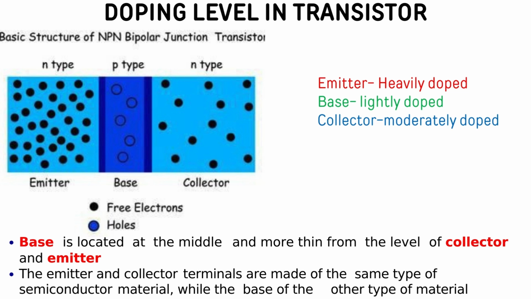The emitter and collector terminals are made of the same type of semiconductor material, while the base is of the other type of material. Normally, emitter is heavily doped, base is lightly doped, collector is moderately doped.